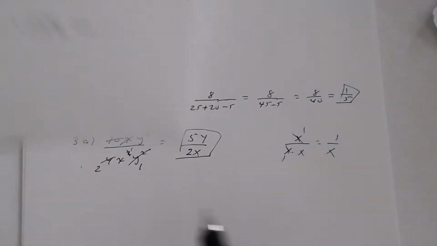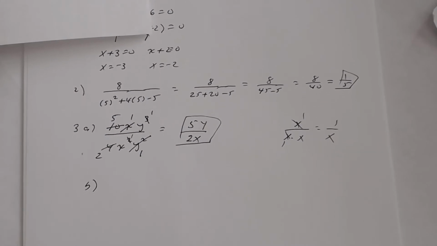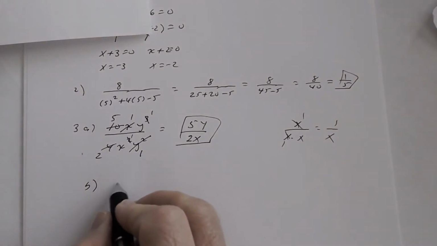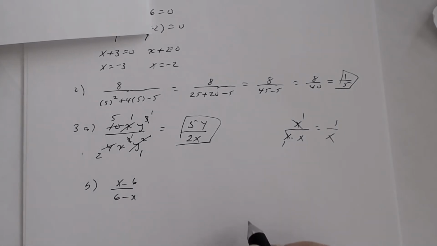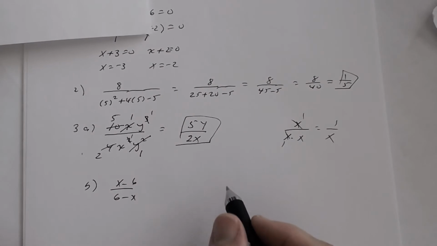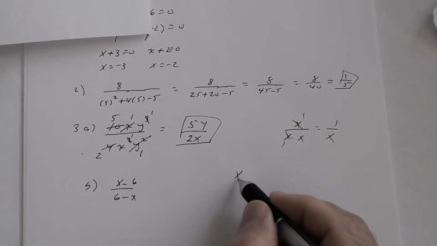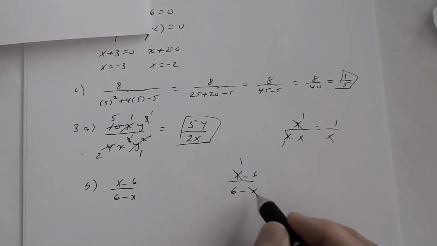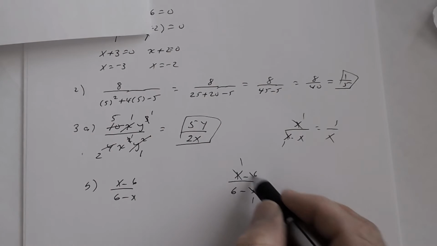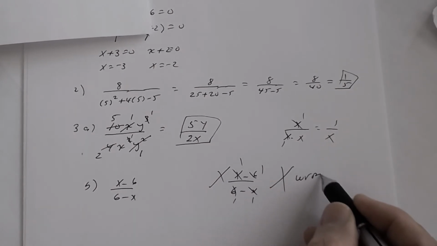Okay, letter B. Now, we did talk about the idea of opposites. Remember, x minus 6 and 6 minus x are opposites. What I've noticed that some students do, they get a little confused here. Some students say, all right, I'm going to cancel these 1s out, I'm going to cancel these 6s out. You cannot do that. That is wrong.